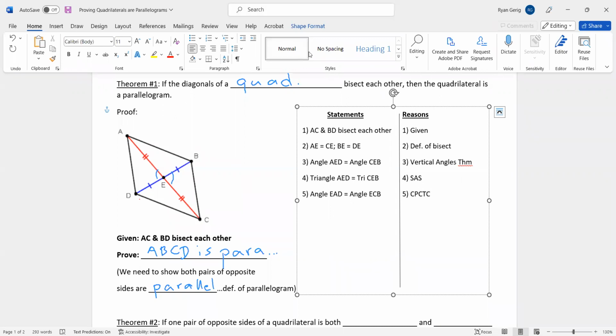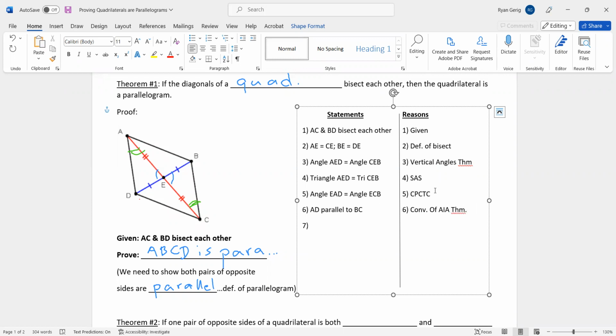Now, why those angles? I'll show you those angles real quick. I'm going to change colors here. EAD is this angle, and ECB is this angle. Why those? Those are alternate interior angles. And if alternate interior angles are congruent, I can say that the two lines that make those alternate interior angles are parallel. So I can say AD is parallel to BC by the converse of alternate interior angles theorem. I'm going to shorthand that up.